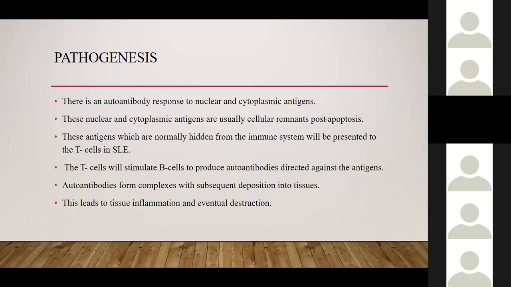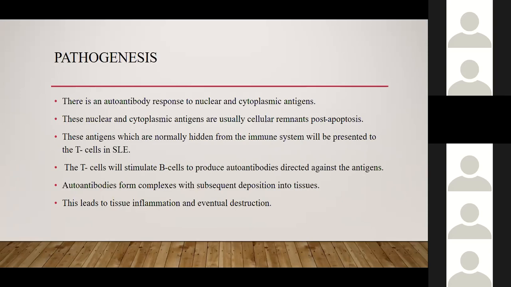So basically, ideally, one cell undergoes natural death, and that's what we call apoptosis. You have remnants of cytoplasmic antigens and nuclear antigens. You know the cell is made up of the nucleus and the cytoplasm. And when a cell naturally dies, you have remnants, just like when a human being dies, you bury the person, there are remnants there. When a cell dies, you're going to have remnants.